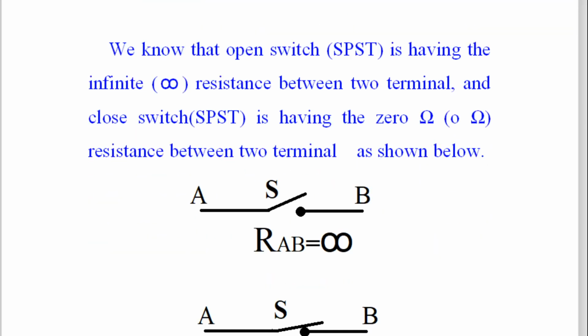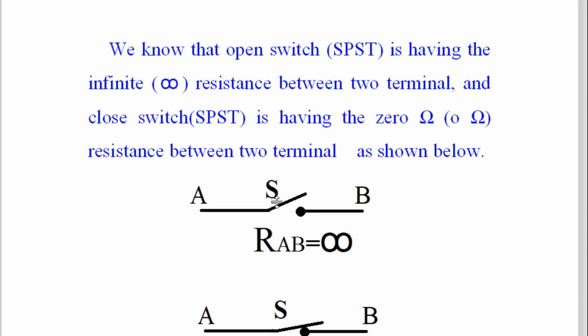So here one more concept I am going to introduce you, that we know that open switch. Now I have taken a simple switch. Here you can see S stands for switch, and it is having two terminals, terminal A and B. And this switch is also called single pole single throw, SPST.